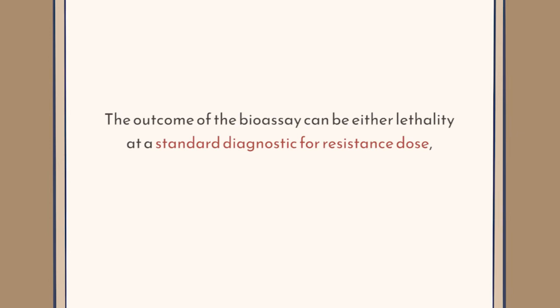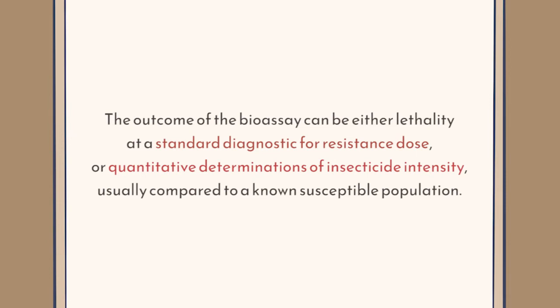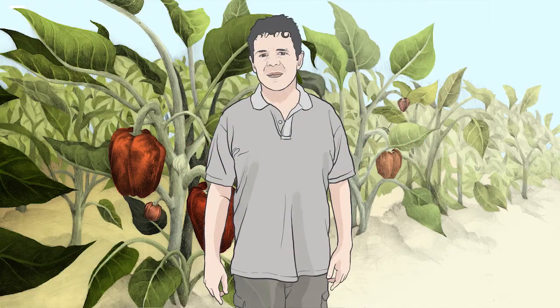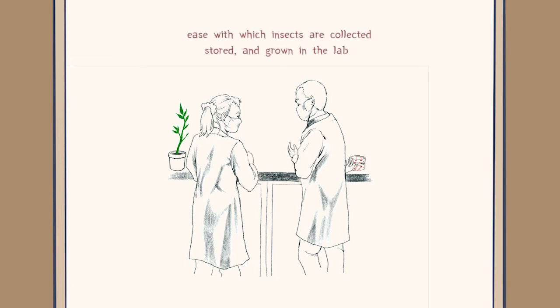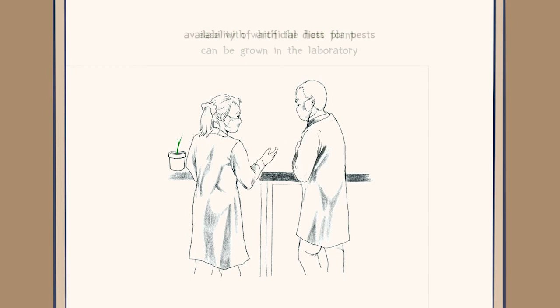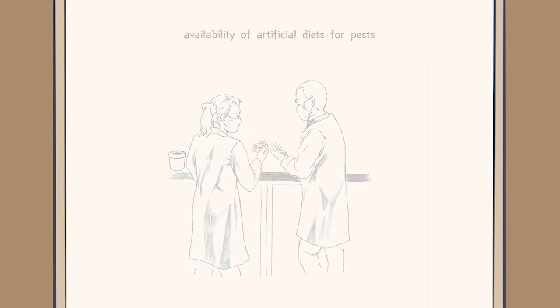The outcome of the bioassay can be either lethality at a standard diagnostic resistance dose or quantitative determination of resistance intensity, usually compared to a known susceptible population. Bioassays are simple, practical, and widely used. They don't require sophisticated equipment and expensive reagents, and the results are often directly relevant to the insecticide resistance phenotype in the field. The feasibility of bioassays depends on whether insects can be easily collected, stored, and grown in the lab, and equally, whether the host plant is easily cultivated in the lab or artificial diets for pests are available.